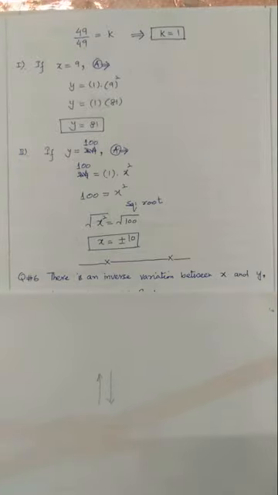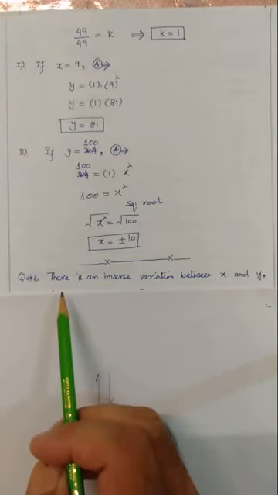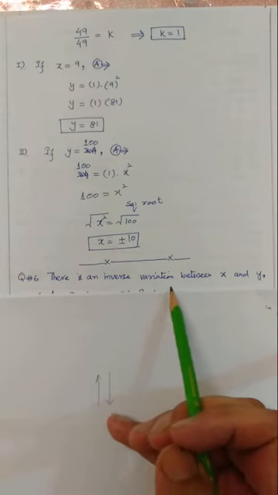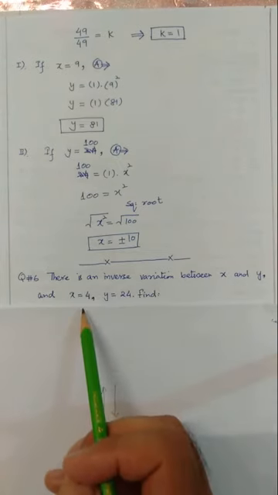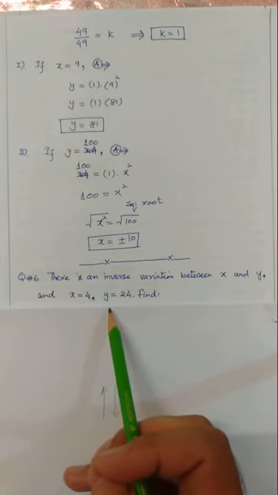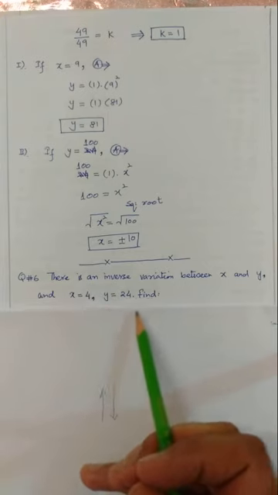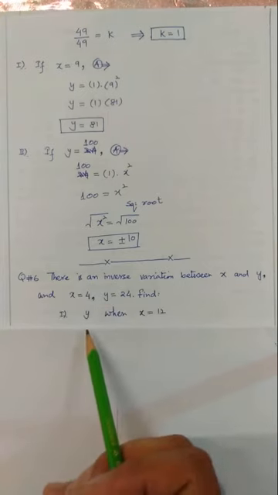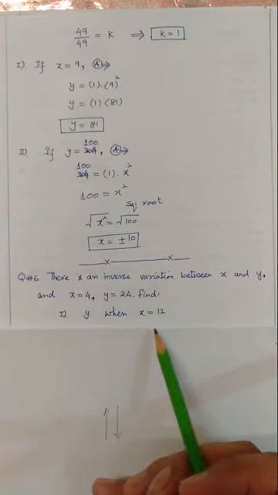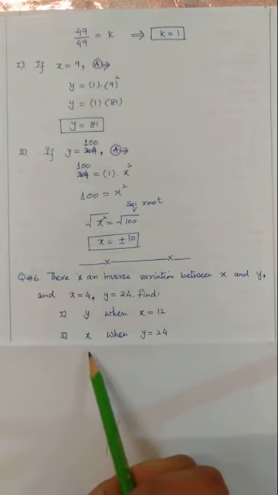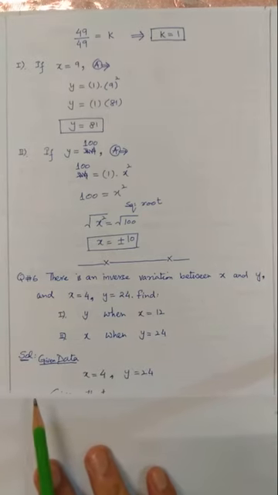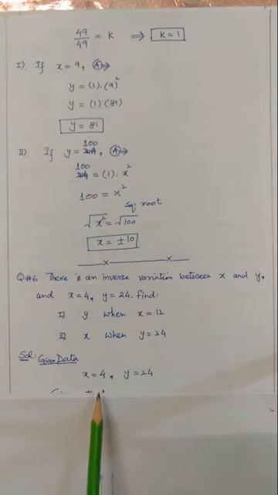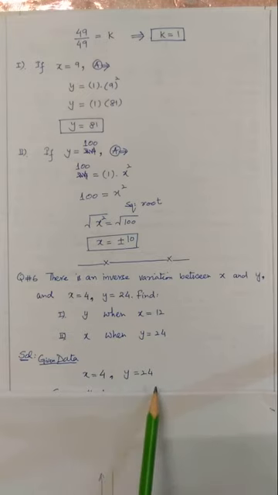Now question number 6. There is an inverse variation between x and y, and x is equal to 4, y is equal to 24. Then find the value of y when x is equal to 12, and the value of x when y is equal to 24. Solution. Given that x is equal to 4, y is equal to 24.